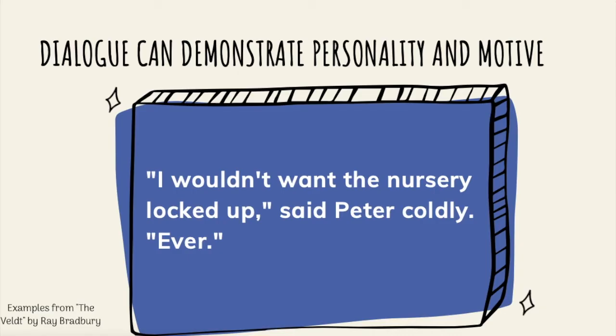So Peter, which is the son, we can't see his thoughts. The narrator cannot tell us what Peter is thinking. Instead, the author uses dialogue to help us understand more about Peter's personality. In fact, we can tell he's pretty creepy.